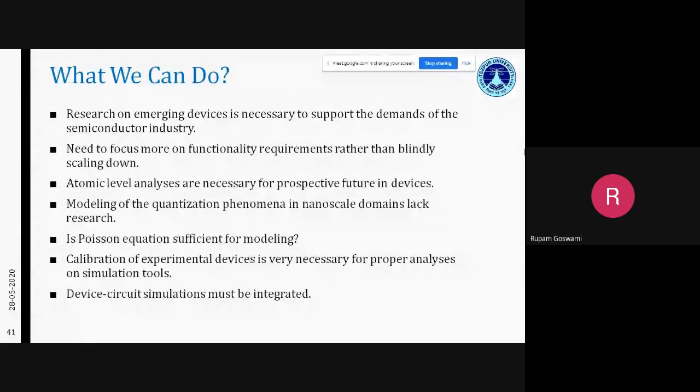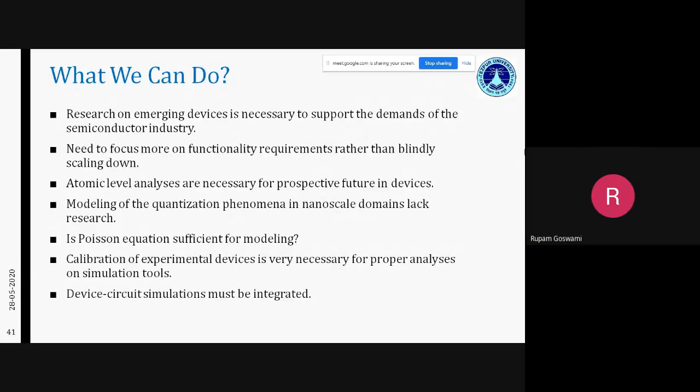Secondly, atomic level analyses are necessary for prospective future devices. The times are gone when we just started with the Poisson equation and went down to the drain current. They are relevant even today, but now it is high time to include different quantum mechanisms in your models, like quantization, the different band-to-band tunneling models, and also the different Poole-Frenkel trapping effects. These also need to be taken up in your models.